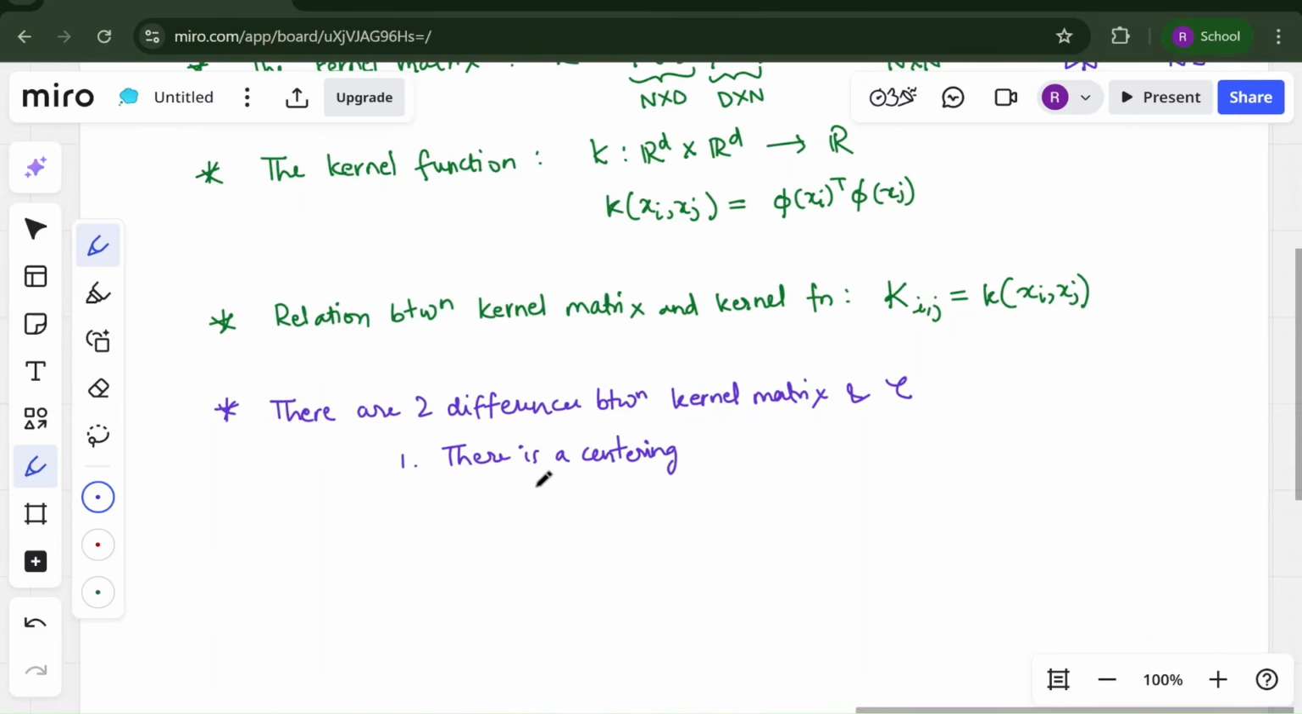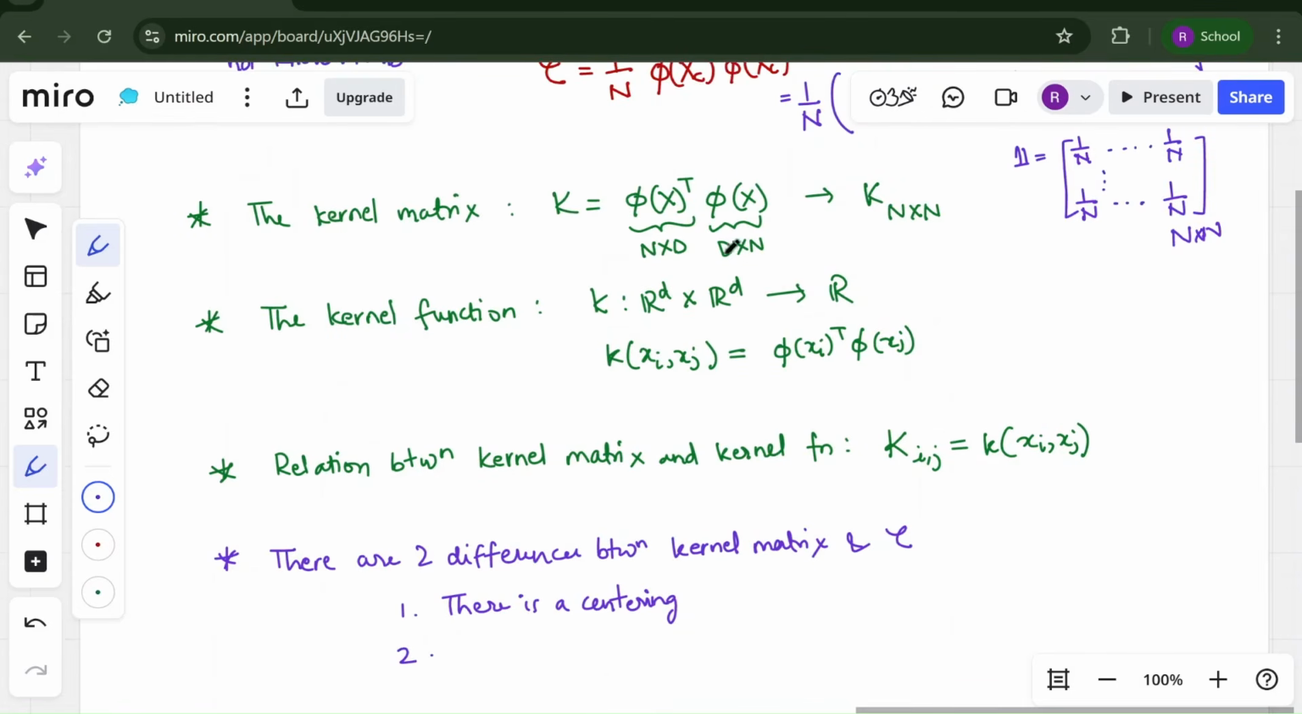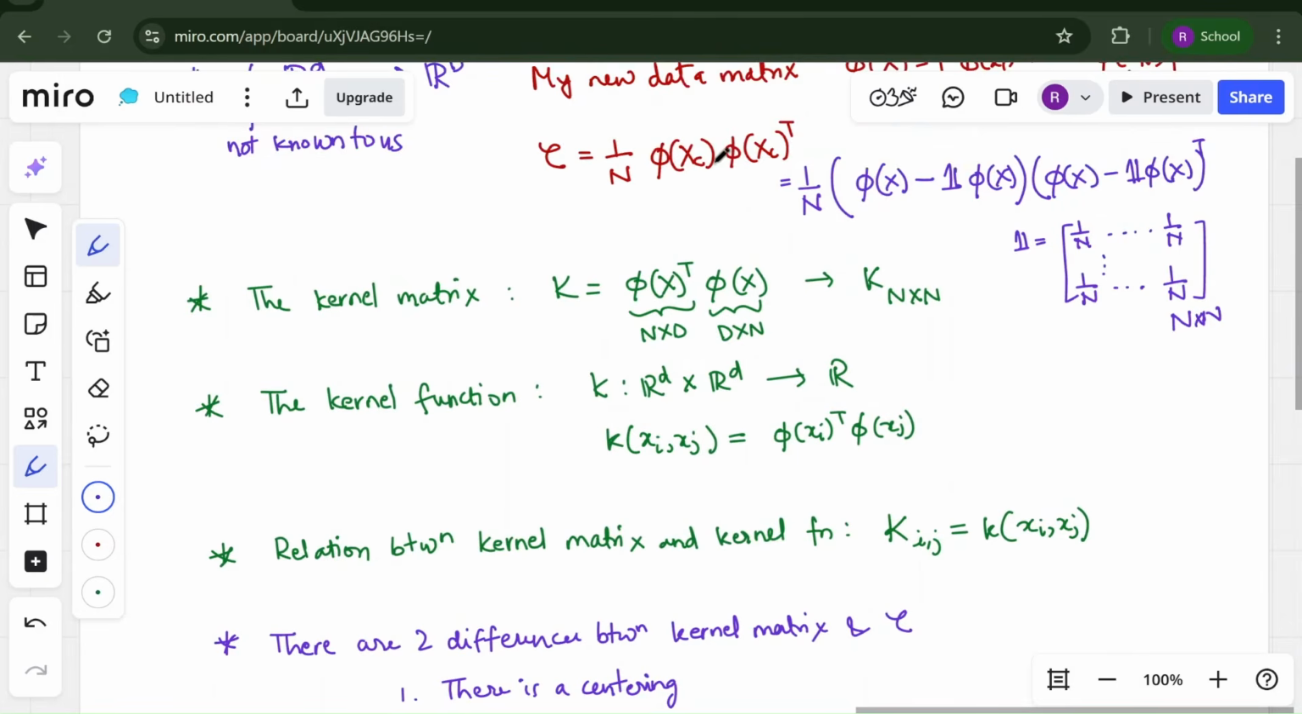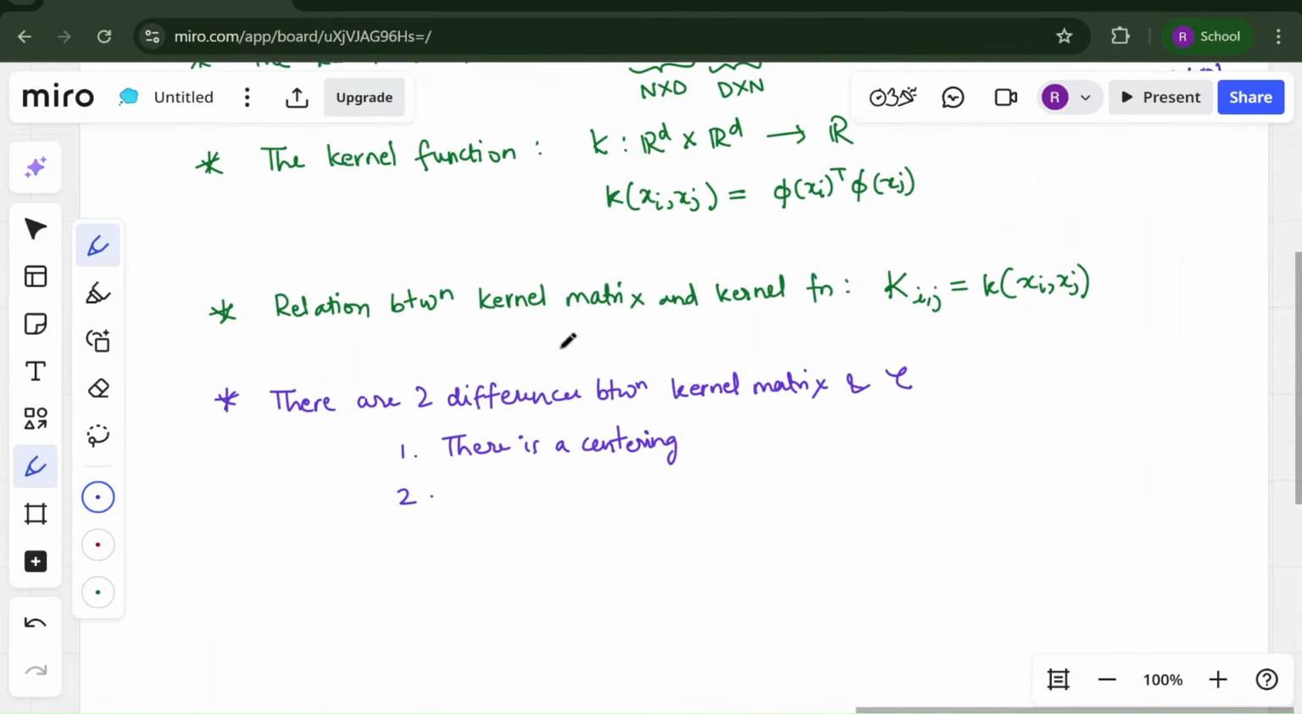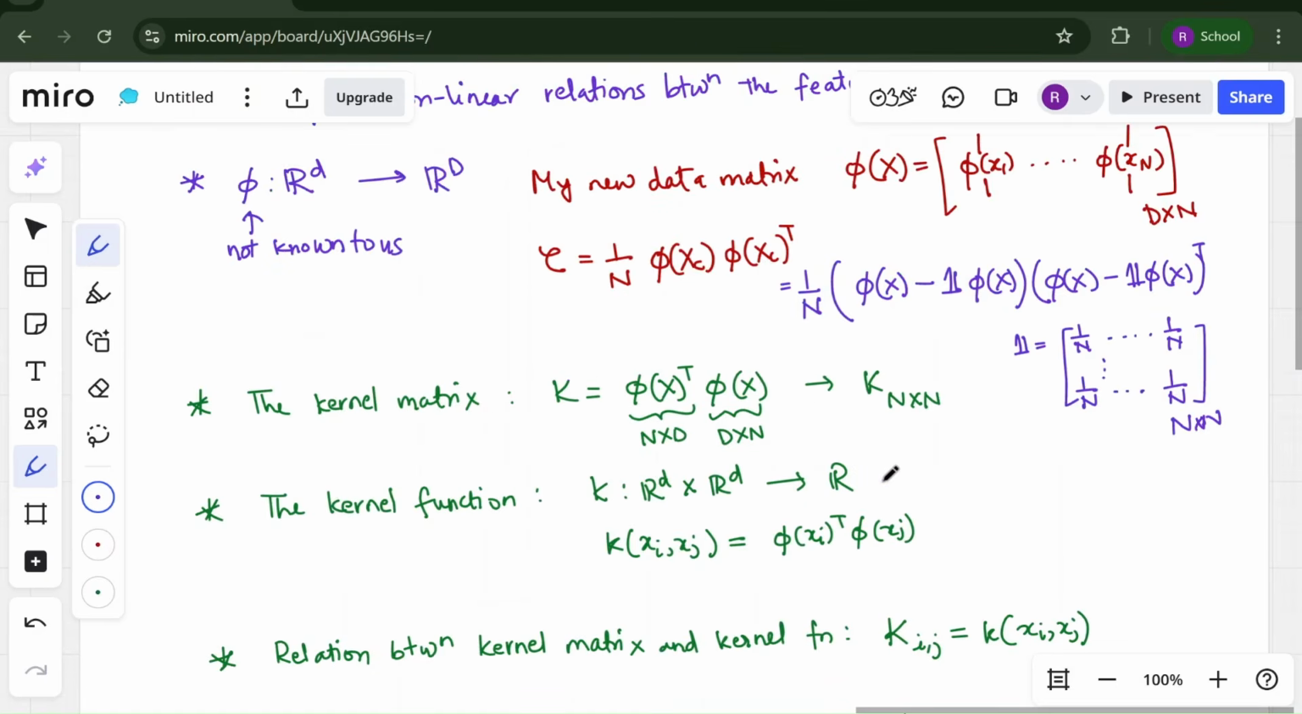Coming back, the first difference is that there is a centering. The second difference is that in the kernel we are dealing with phi x transpose phi x, but in the covariance it is phi x times phi x transpose. So there is a difference in transpose, or you can say they are transposes of each other.